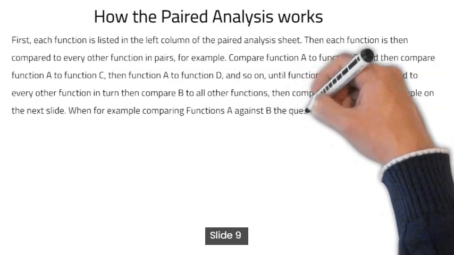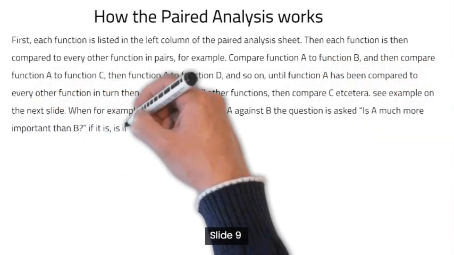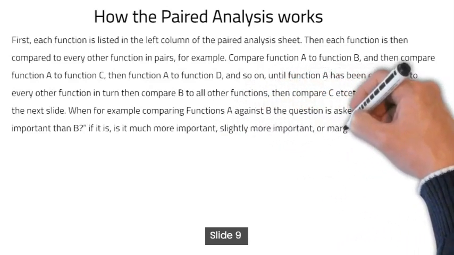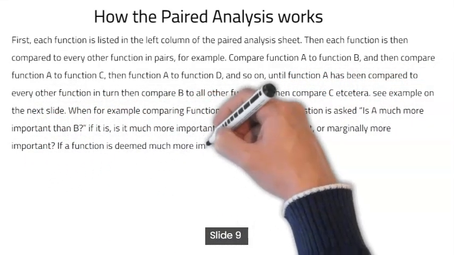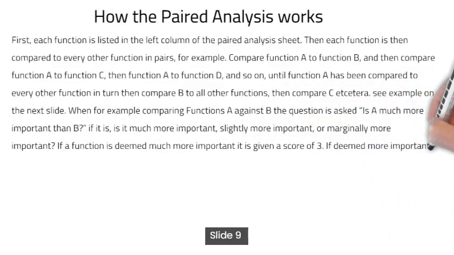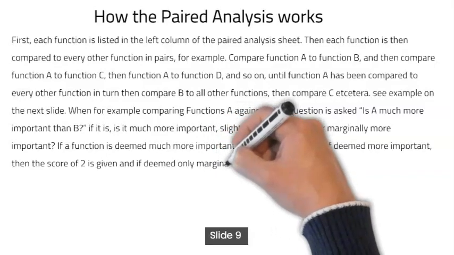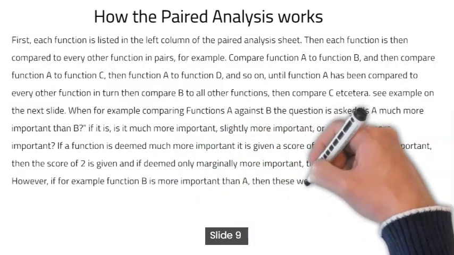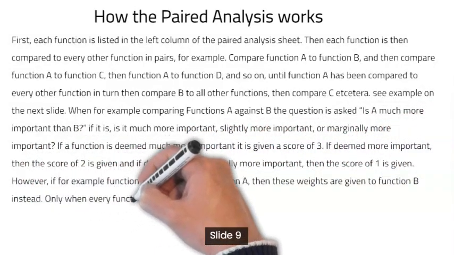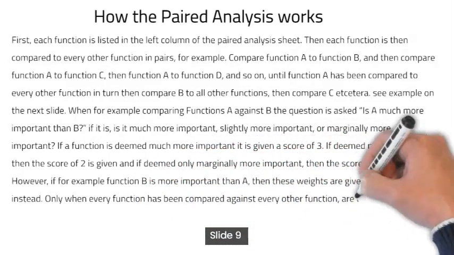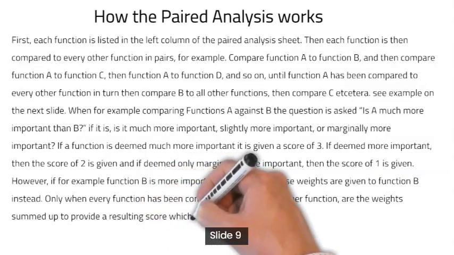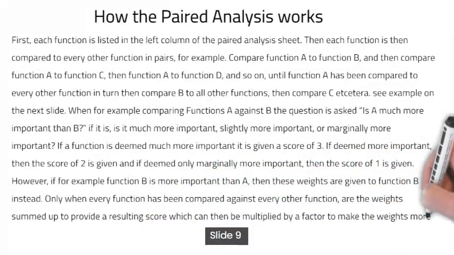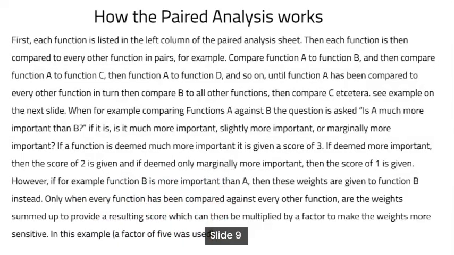When, for example, comparing functions A against B, the question is asked, is A much more important than B? Is it much more important, more important, or marginally more important? If a function is deemed much more important, it is given a score of 3. If deemed more important, then the score of 2 is given, and if deemed only marginally more important, then the score of 1 is given. However, if, for example, function B is more important than A, then these weights are given to function B instead. Only when every function has been compared against every other function are the weights summed up to provide a resulting score, which can then be multiplied by a factor to make the weights more sensitive. In this example, a factor of 5 was used.